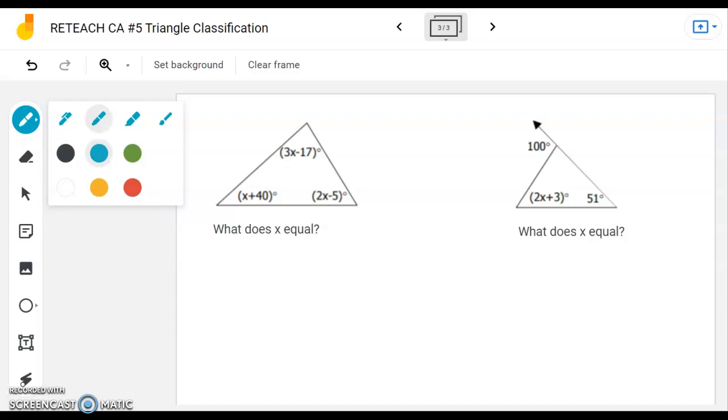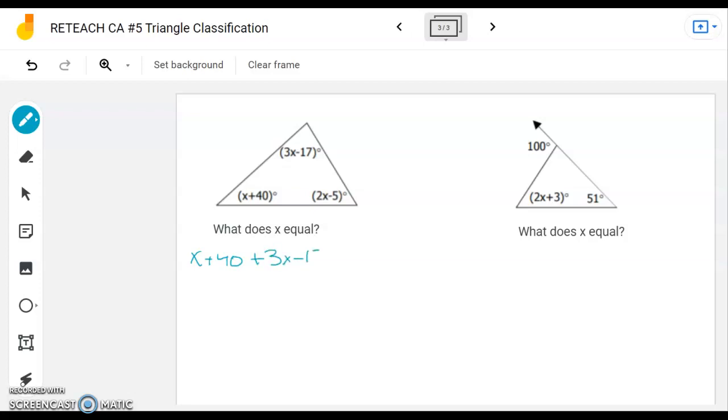So what we struggled with on the test was the algebraic ones. Okay, we're still adding the three angles. So we're going to have x plus 40, that's the first angle, plus 3x minus 17, that's the second angle, plus 2x minus 5, that's the third angle. We're going to add it together. It's still going to add up to equal 180 degrees.